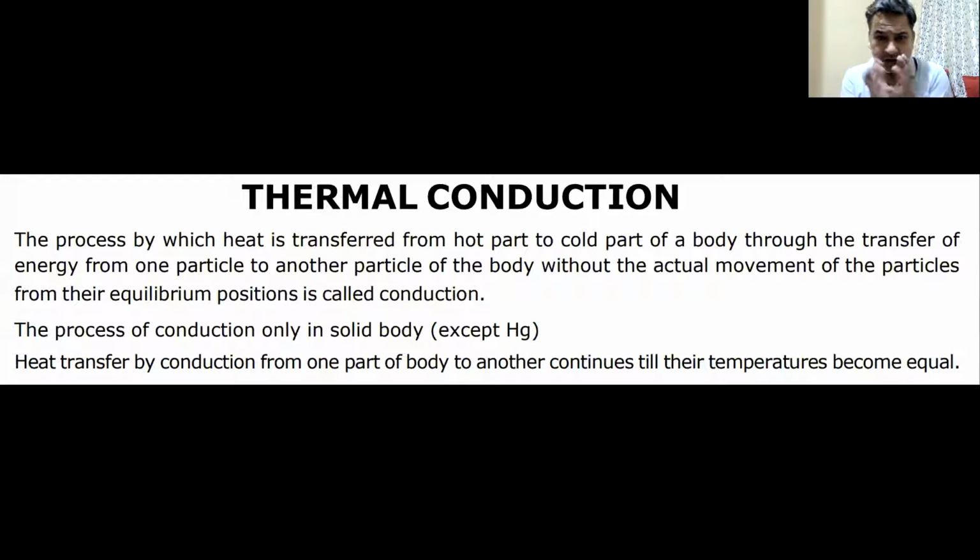So, I hope we have understood the difference between conduction, convection, and radiation. Now is the time to deal with them separately. We'll be dealing with conduction and radiation because convection is not a part of your curriculum. So the first heading is thermal conduction or simply conduction.